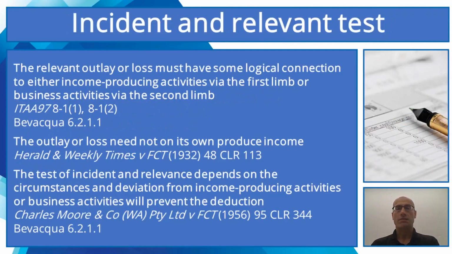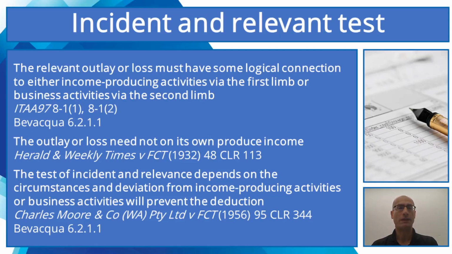The incident and relevant test is really just to ensure that there is some logical connection between the particular expenditure, the loss or outlay, and either the income producing activities or the business activities of the taxpayer. The difficult situations that have arisen, particularly in the past, that the courts have wrangled with, are whether or not those particular activities actually produce income themselves. And really the definitive answer is no, they don't have to.